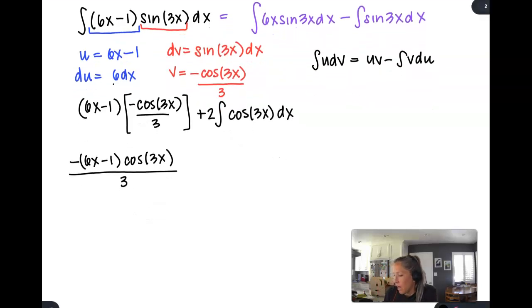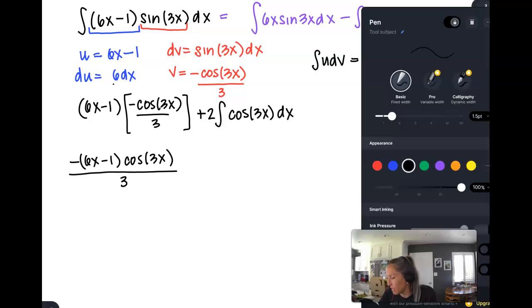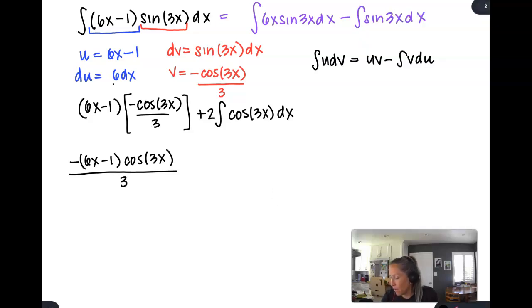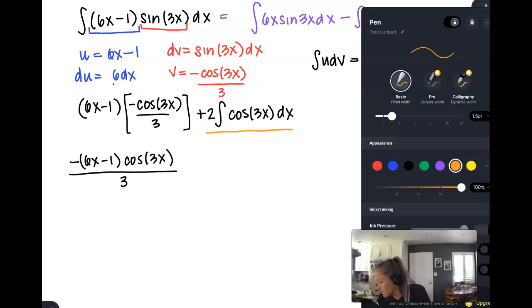All right. And here was another place that we had some issues. Students got excited. They were like, cool, I did stuff. I plugged into the formula. But the whole point of the formula is that now we have something we can actually take an antiderivative of, and we can go ahead and evaluate this.